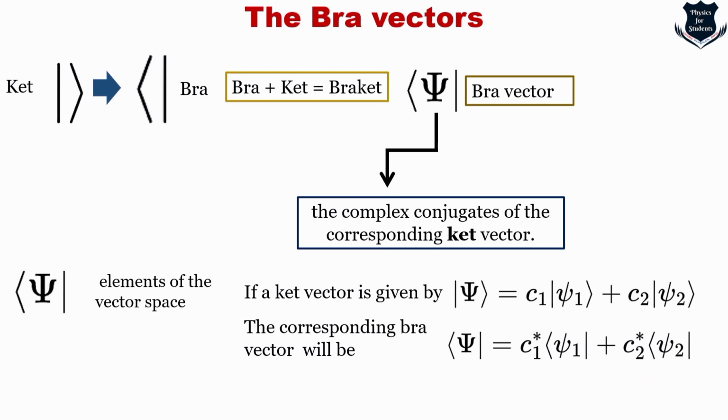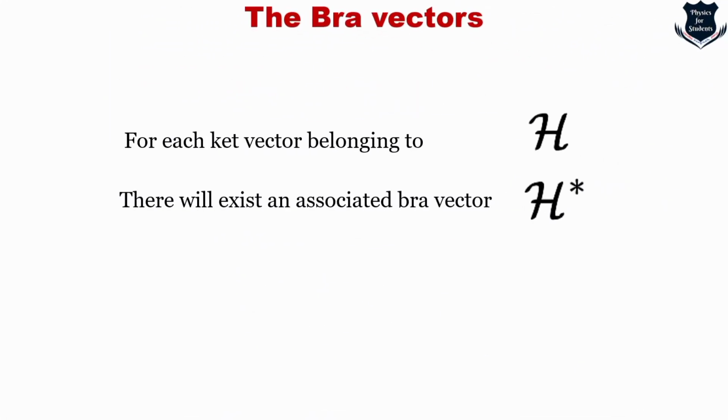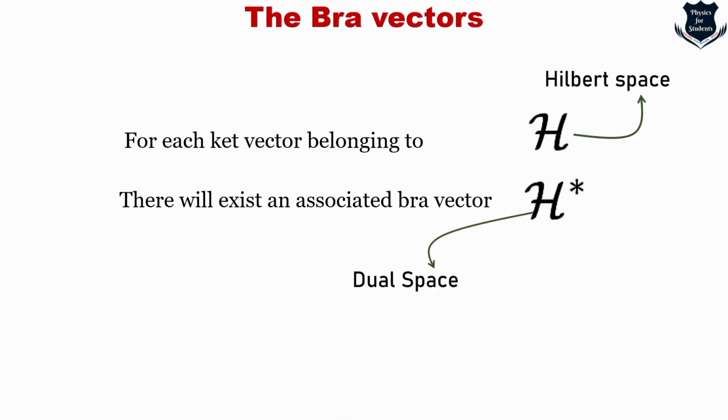So now you see that the bra vectors are elements of the vector space H star, which is actually called the dual space of each and every original Hilbert space. Don't worry if you don't understand dual space, let us skip that, because it would require a lot of explanation about how we are linearly expanding the Hilbert space. So this is the bra and the ket. Here it is: each ket vector belonging to a Hilbert space will have an associated bra vector. This one is the Hilbert space and this one is the dual space.